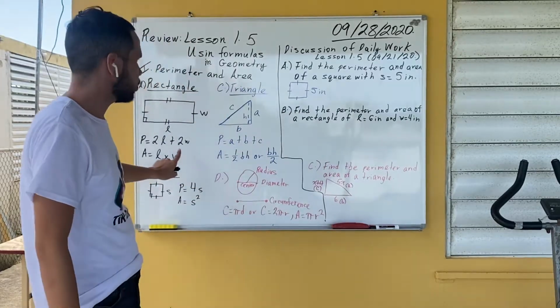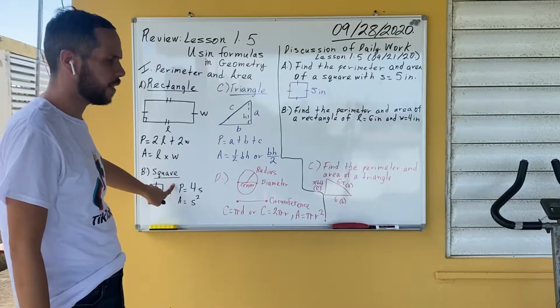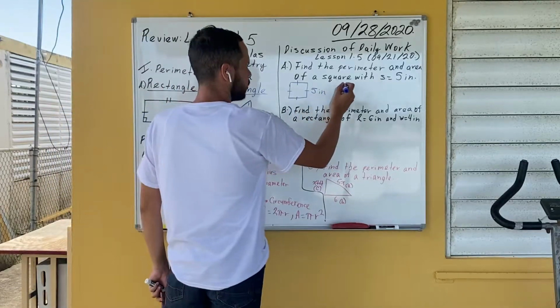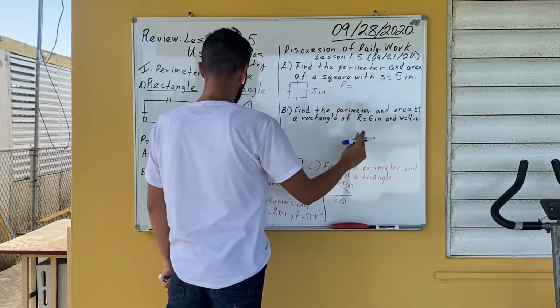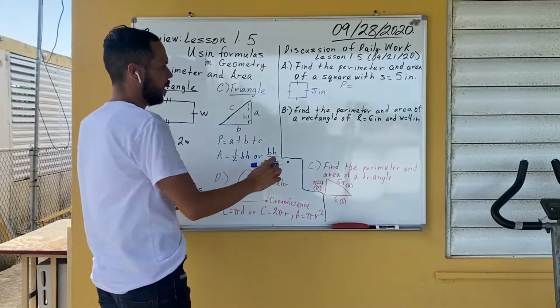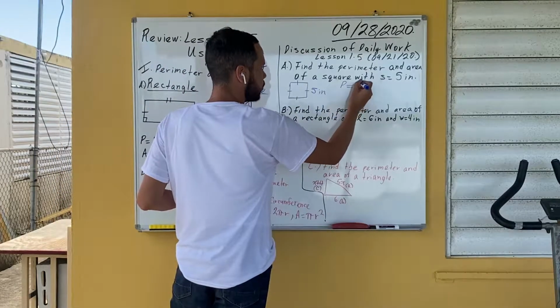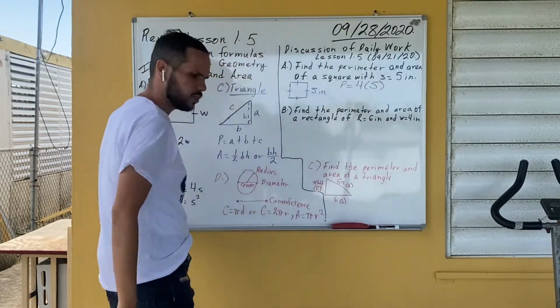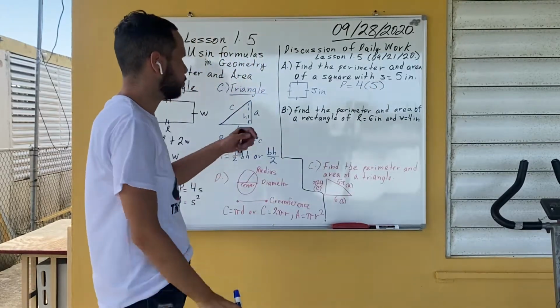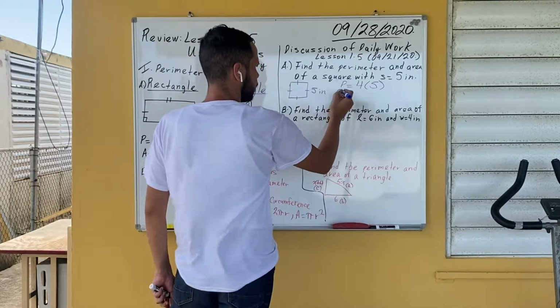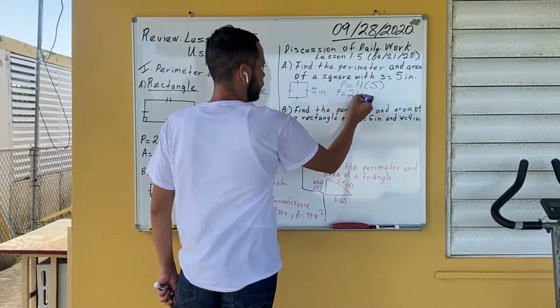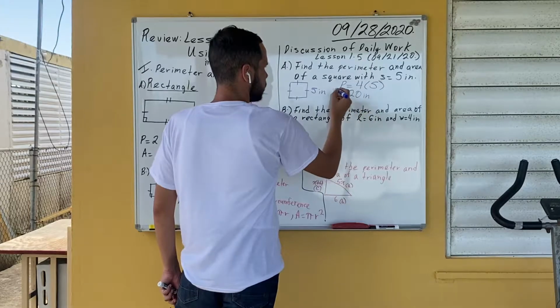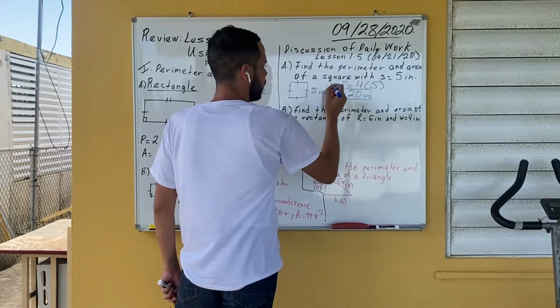We're going to use the perimeter formula of the square to find the perimeter. Basically, we're going to multiply 4, because there are 4 sides, by 5. When you multiply that, the answer for the perimeter is going to be 20 inches. So we got the perimeter of the square.